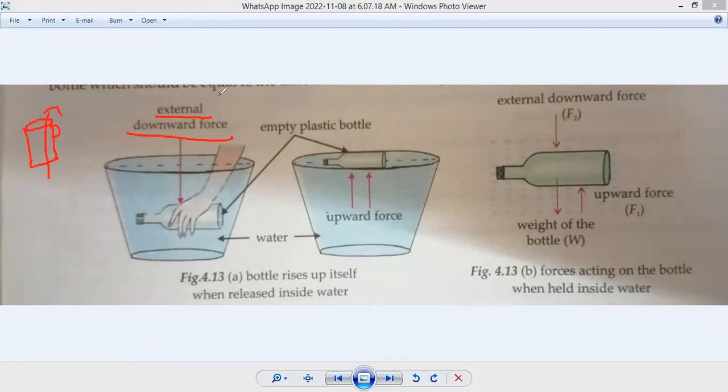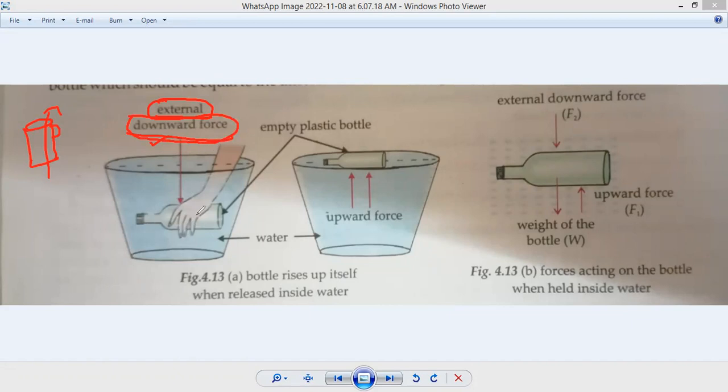Yes, sir. Now, here also, Mr. Omar is trying to push an empty plastic water bottle, and as he pushes, it is going inside the water because of one reason. What is the reason? Because he is applying the external what force, guys? Downward force. Do you understand, everybody? So the bottle is going downwards.